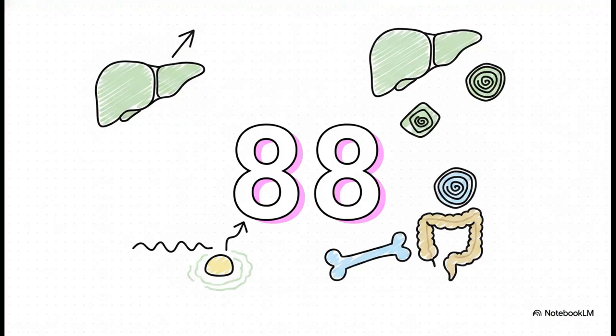Then we get to his screening panel. His alanine aminotransferase, or ALT, came back at 88. His aspartate aminotransferase, or AST, is 62. His alkaline phosphatase is 140, and his total bilirubin is completely normal at 0.9. So looking at these numbers, the immediate questions we have to answer on rounds are, is this primarily a hepatocellular or a cholestatic picture, and does the magnitude of this rise actually narrow our differential at all?